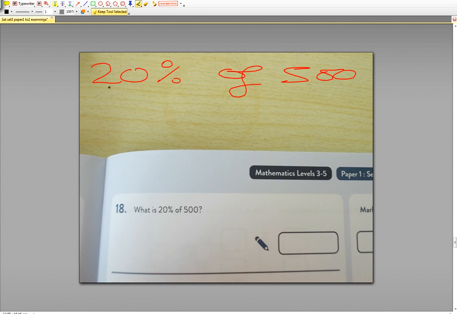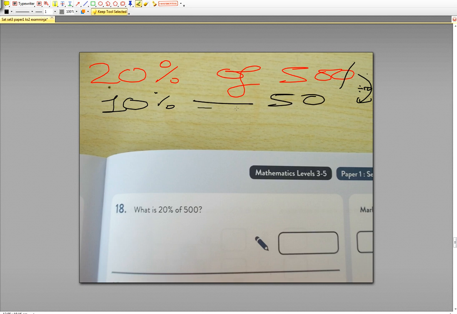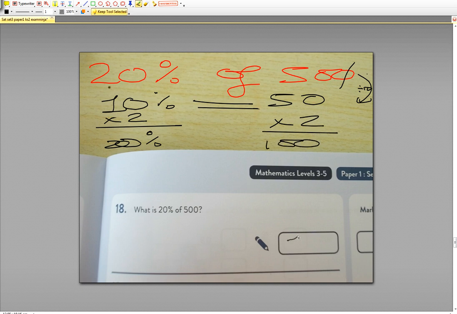500 divided by 10. So we do 10% first. When you do 10% of 500, we have to divide by 10. So that equals 50. Well done. 10% is 50. Now, once we know 10%, how do we get to 20%? What do we do next? We multiply by 2. 10 times 2 is 20%, so we have to times it by 2. So that gives you 100.